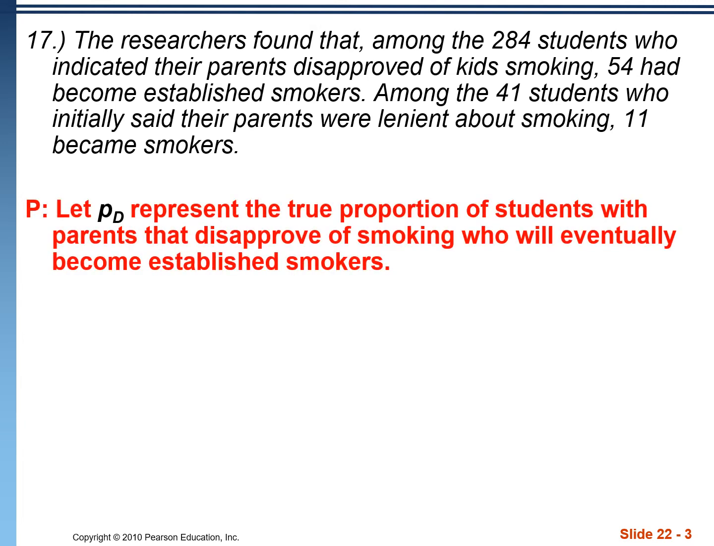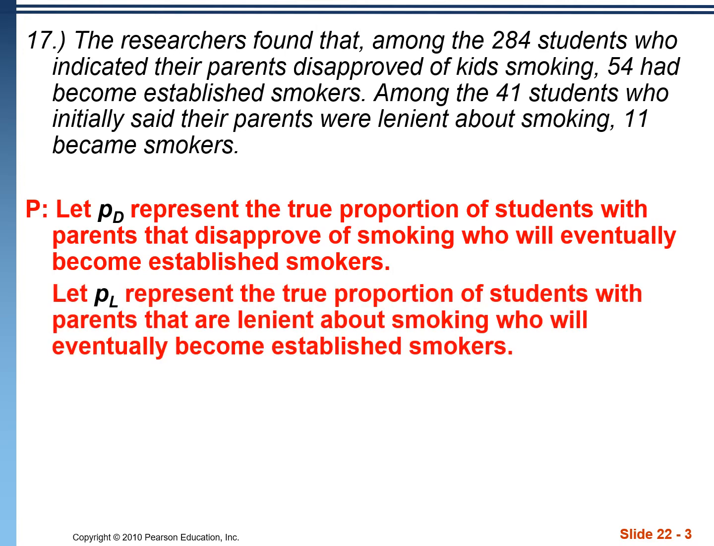So we'll start by defining our parameters. We'll say let P sub D represent the true proportion of students with parents that disapprove of smoking who will eventually become established smokers. Second parameter, P sub L will represent the true proportion of students with parents that are lenient about smoking who will eventually become established smokers.